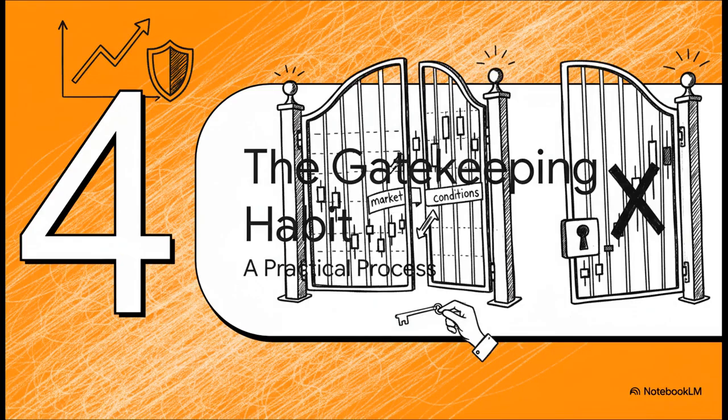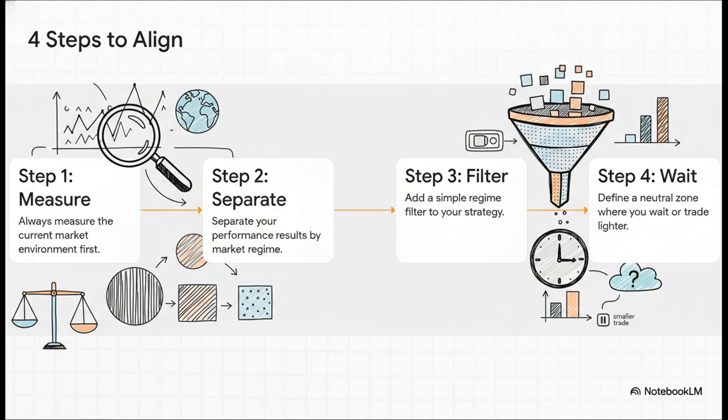So let's turn this into an actual practical habit. I really like this idea of gatekeeping, where you become the strict gatekeeper for your own strategy. You only let it trade when the conditions are absolutely perfect for it. And here's a simple four-step process. First, always measure the environment before you even think about placing a trade.